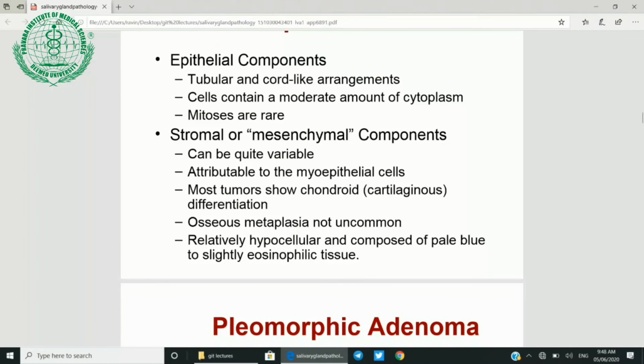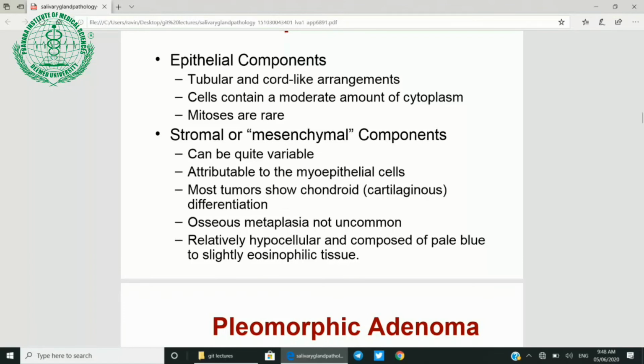The epithelial component can show a variety of arrangements, tubular and cord-like. The epithelial cells contain a moderate amount of cytoplasm, and very rarely they show mitosis. Whereas the stromal component, which is called the mesenchymal component, and this is very important to remember, can be very variable, and this can be attributed to the myoepithelial cells I just showed you. Most pleomorphic adenomas show chondroid or cartilaginous differentiation.